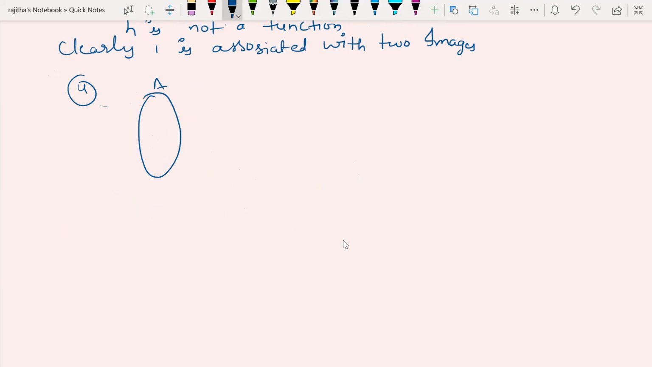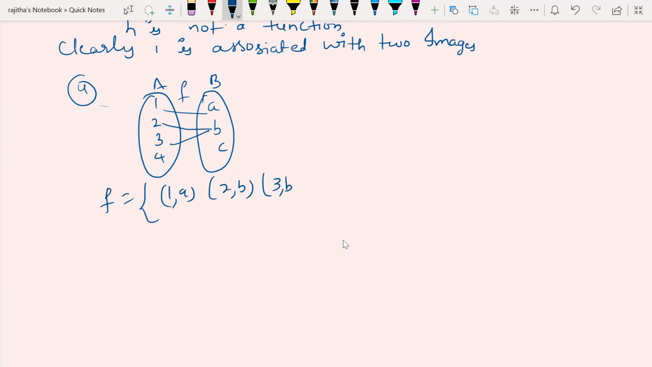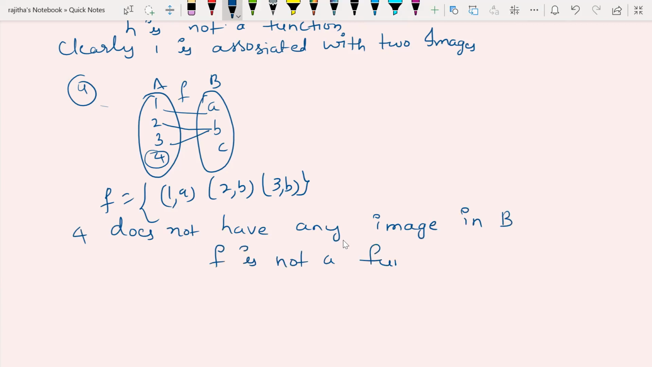A: 1, 2, 3, 4. B: a, b, c. 1 is associated with a, 2 is associated with b, 3 is associated with b. Here the mapping is f = {(1, a), (2, b), (3, b)}. Clearly, what we have to observe here is that 4 does not have any image in B. So f is not a function.